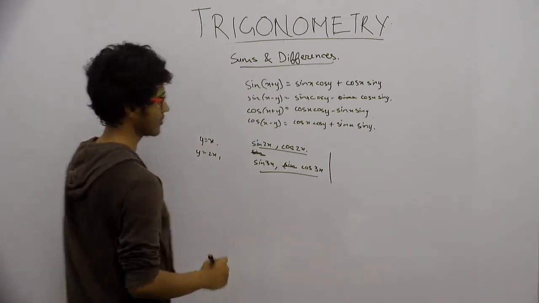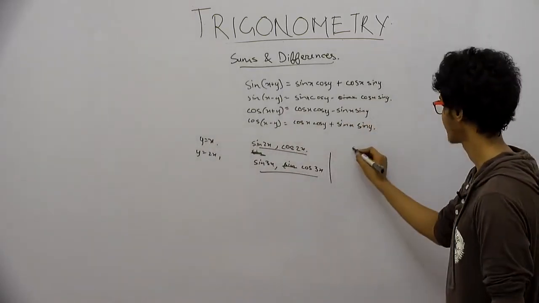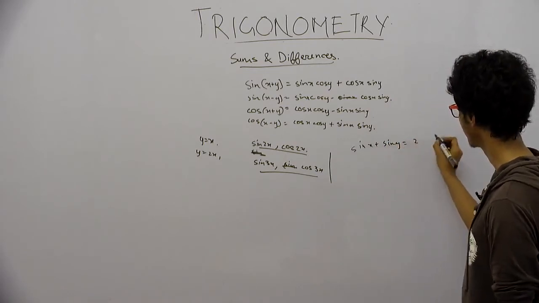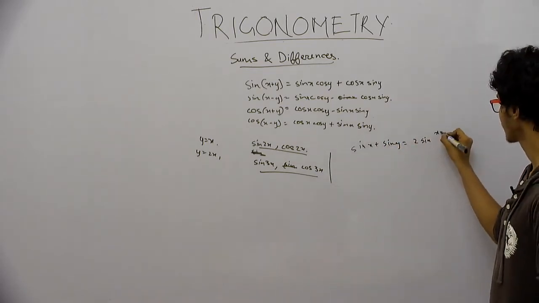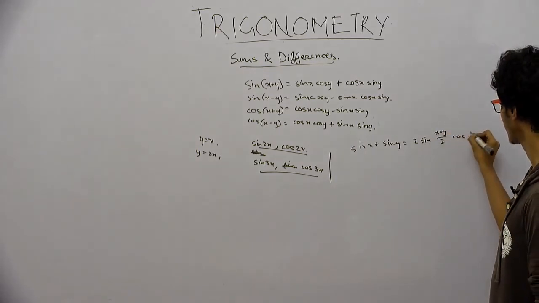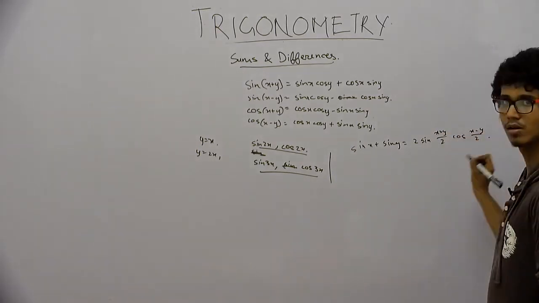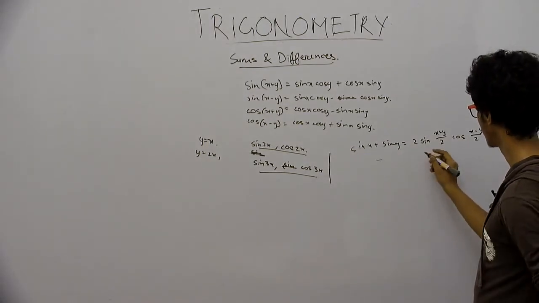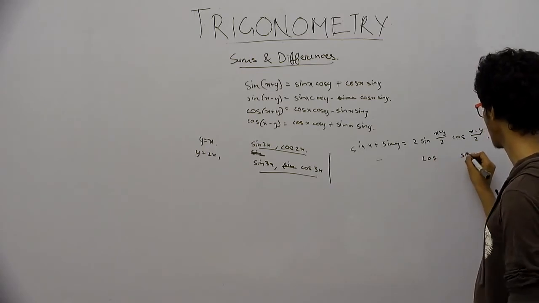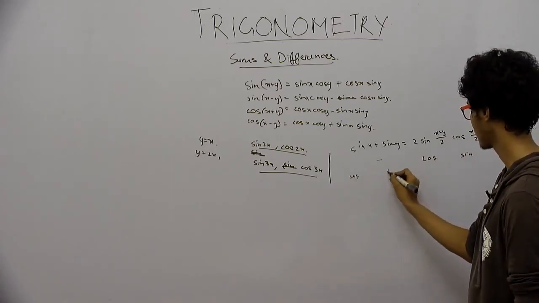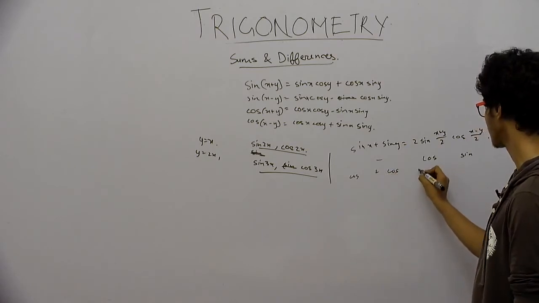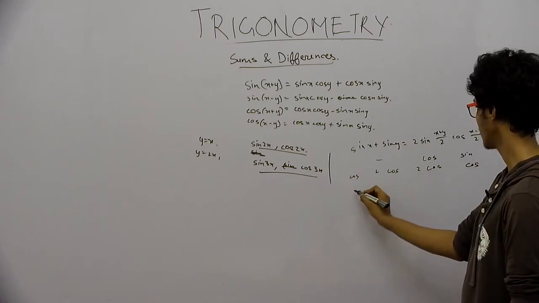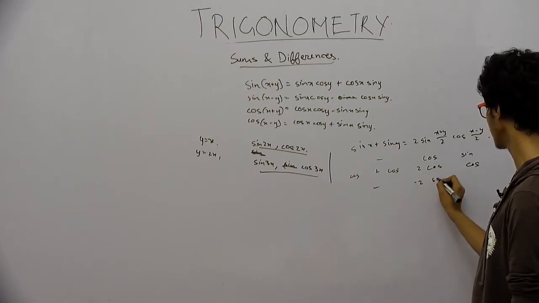And also there are a few others, like sin x plus sin y. This will be equal to 2 sin of (x plus y) by 2 times cos of (x minus y) by 2. Similarly, if there is a minus, we get here cos, here sin. If there is cos, and there is plus, 2 cos, and if there is minus, 2 sine.